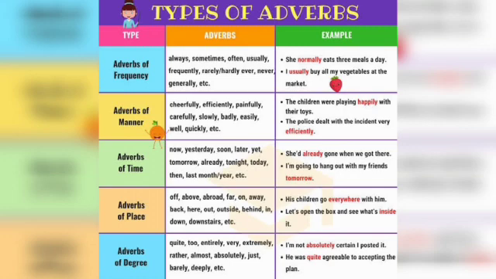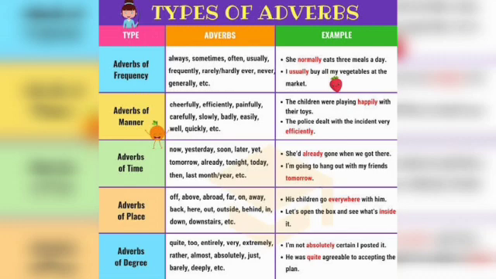Students, so here are the types of adverbs. The first type of adverb is adverb of frequency. It describes how often an action happens. The words used for it are always, sometimes, often, usually, and so on. The second type is adverb of manner. It tells us how something happens. The words used for it are cheerfully, efficiently, painfully, and so on.